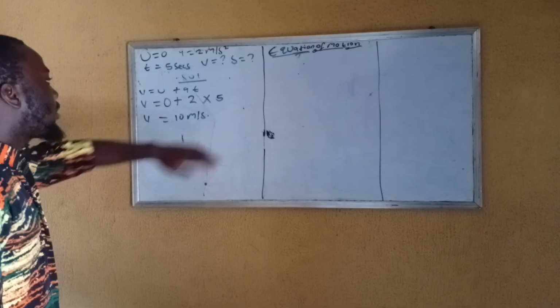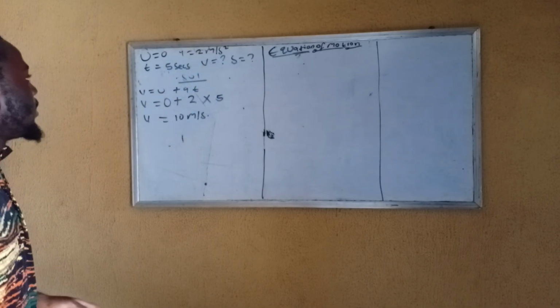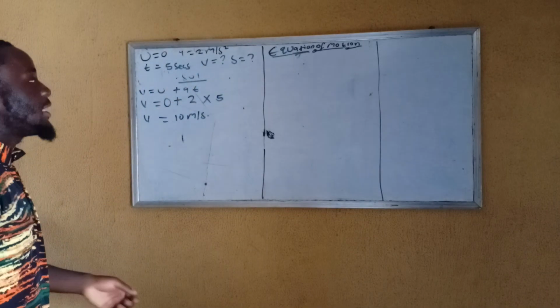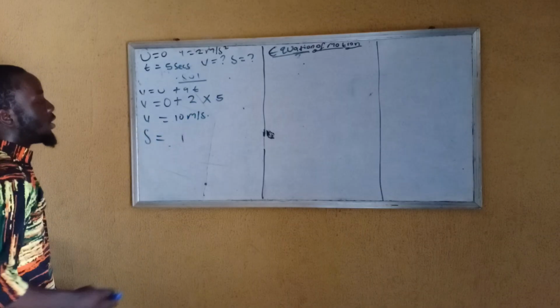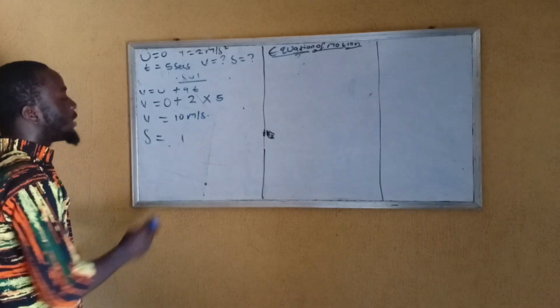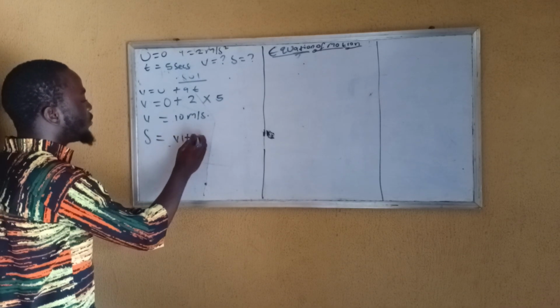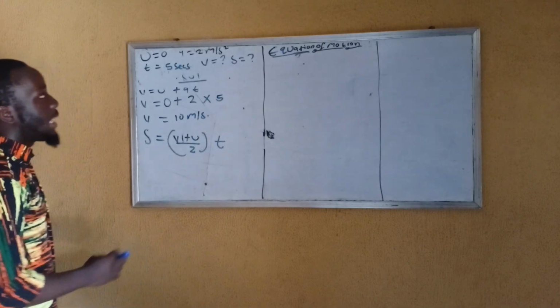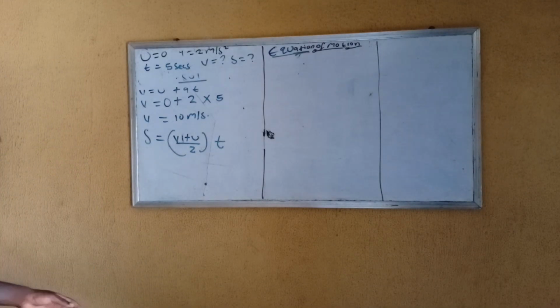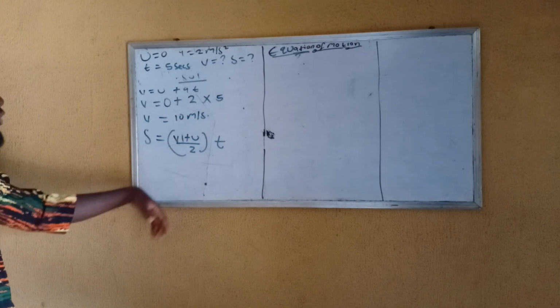And second, you find your s. Now I know u, a, t and v. What is the formula for s? You can easily use s is equal to v plus u all over 2, multiplied by time. Are you getting me? s is equal to v plus u over 2 multiplied by time.